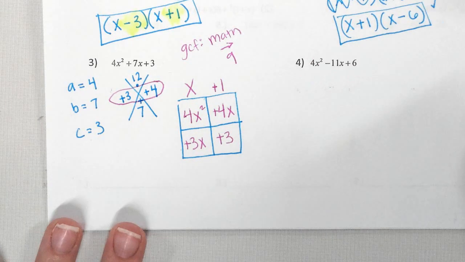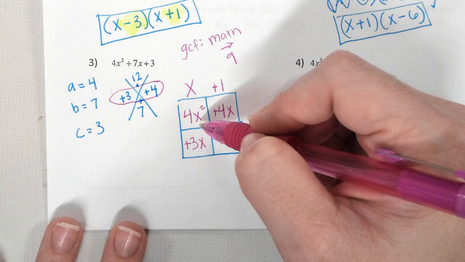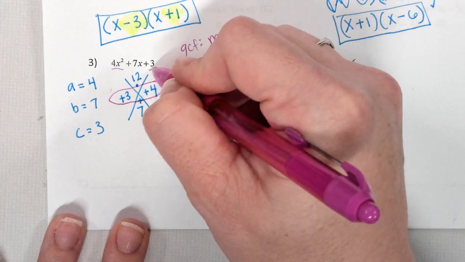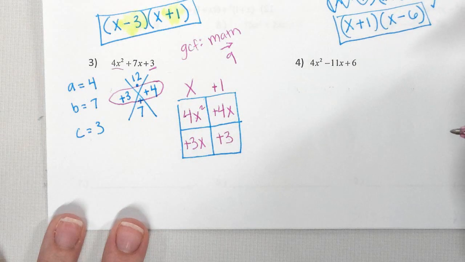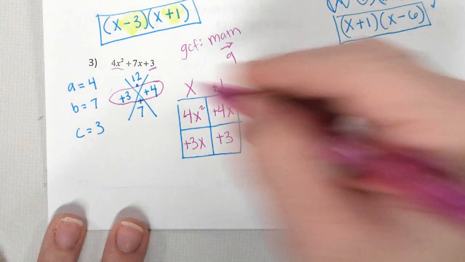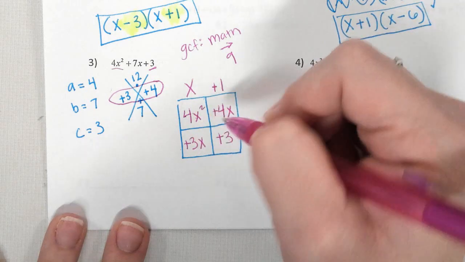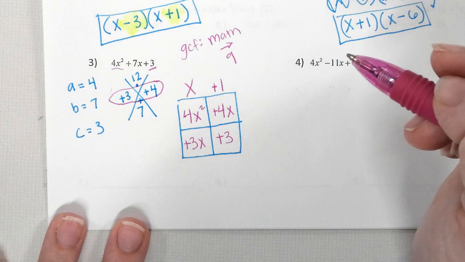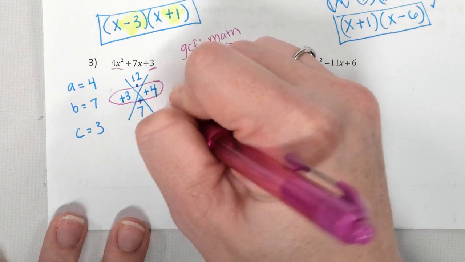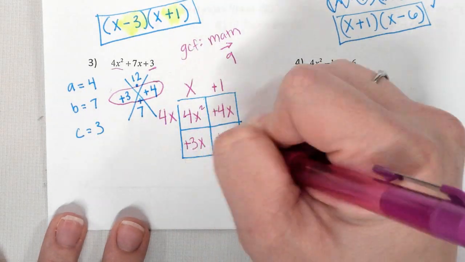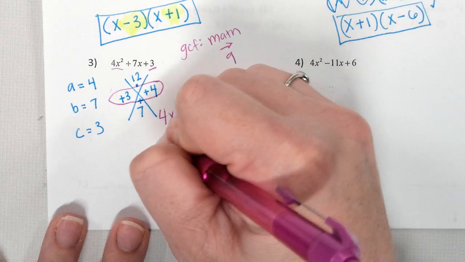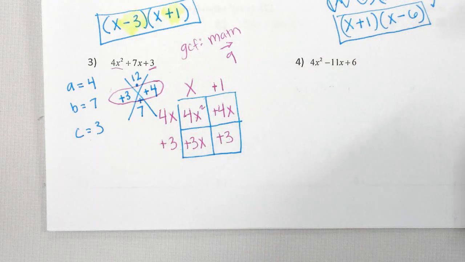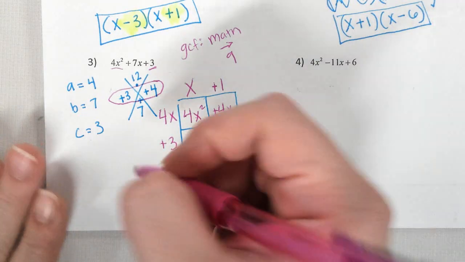But how do you get the 4x squared in the box? Because that's your first term. First term goes in your first box. Last term goes in your last box. You see that? Okay. So here, GCF is what? 4x. And here, GCF is what? 3. When they match, that's your GCF. So like if they're both 3, 3 is your GCF. Okay, so there are my factors.